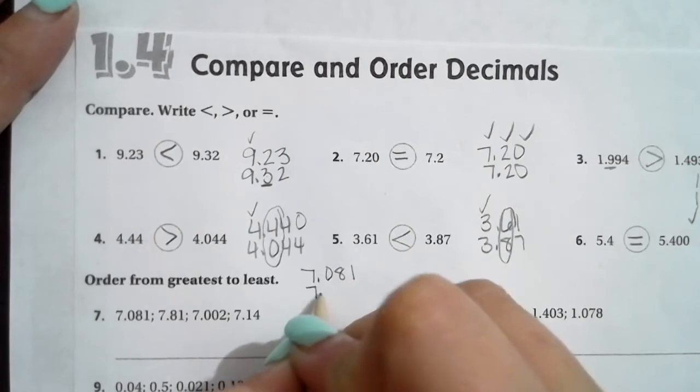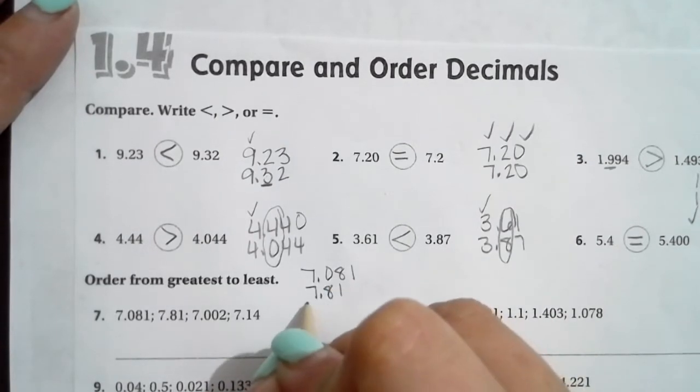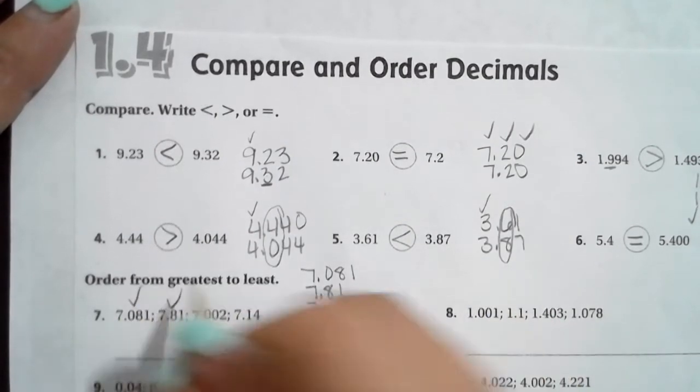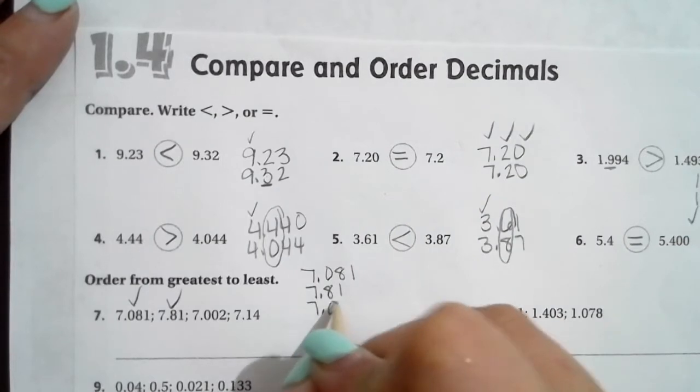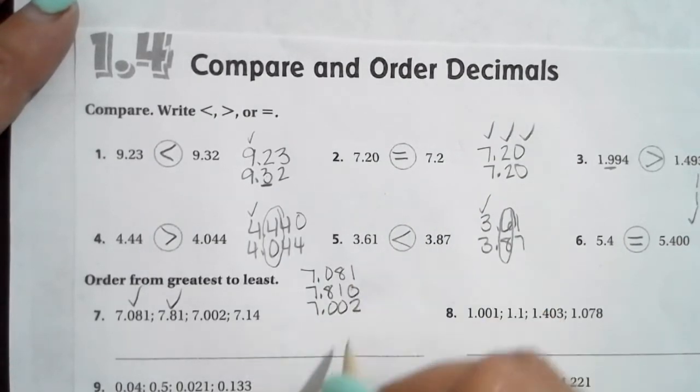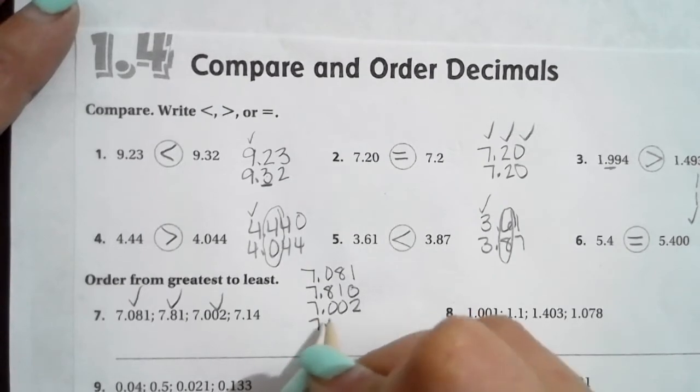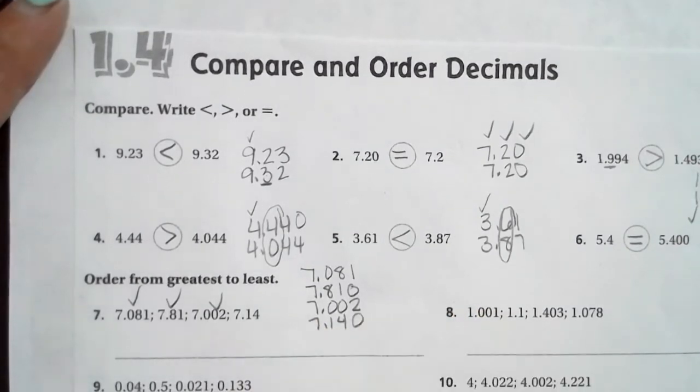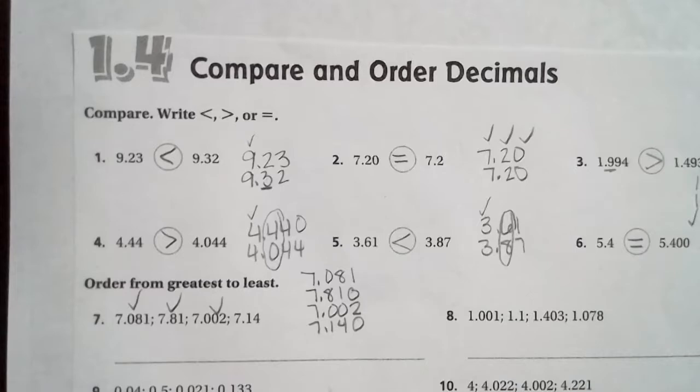7.081, 7.81, and I'm going to check them off after I write them to make sure I don't miss one. 7.002. I know I need a 0 there. 7.14, and I need a 0 there. So anytime there's empty spots, plug in a 0.